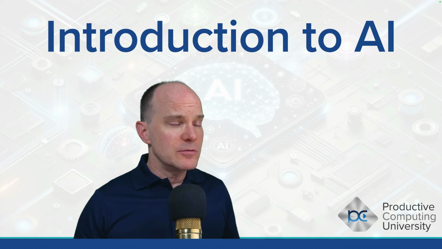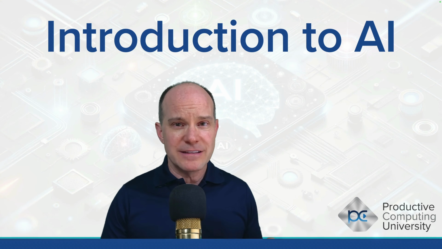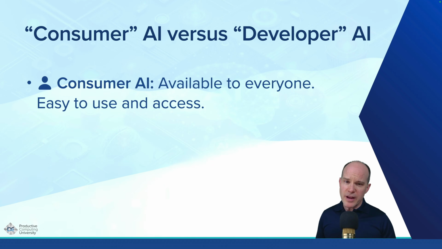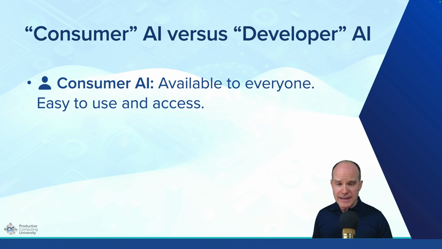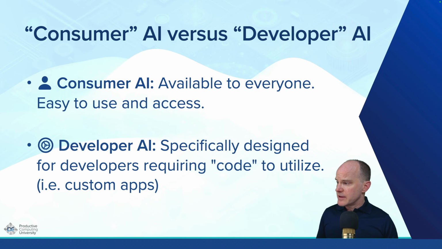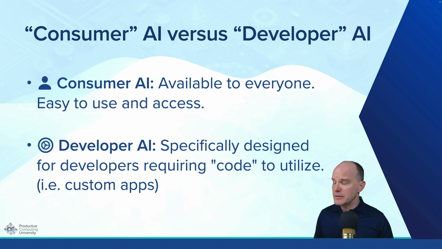So without further ado, let's set the stage so you can kind of see the difference here, and I can show you and demonstrate how this all works. So consumer AI is available to everyone. It's easy to use and access, and it doesn't require you to be a developer. Developer AI, on the other hand, is specifically designed for developers requiring code to utilize. That is programming code. You have to be a computer programmer in order to work with it.